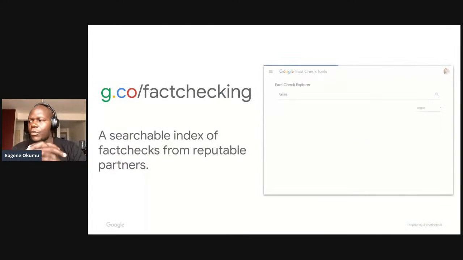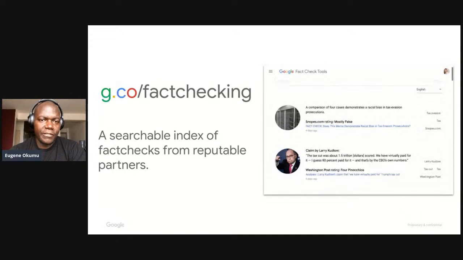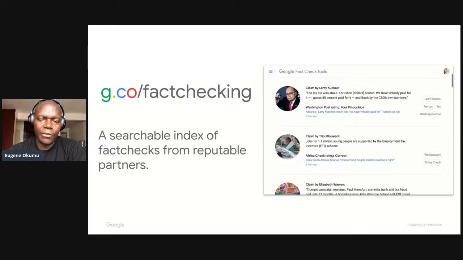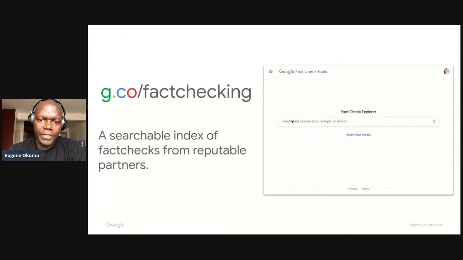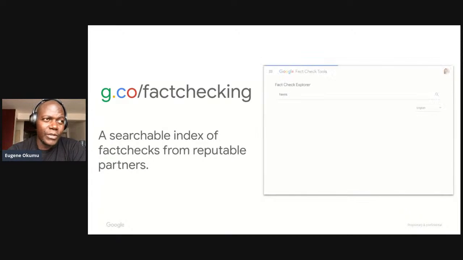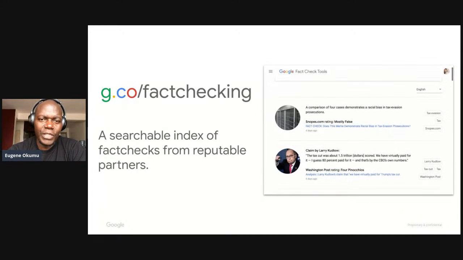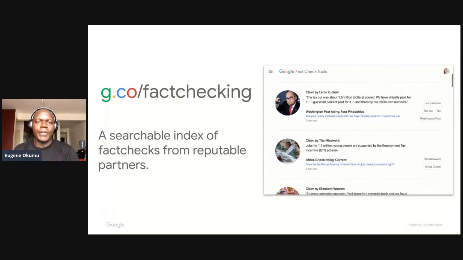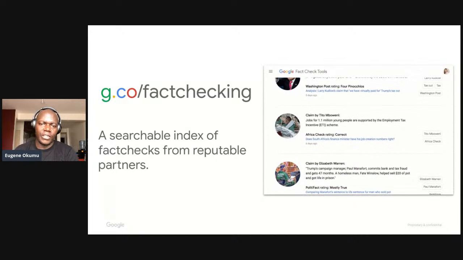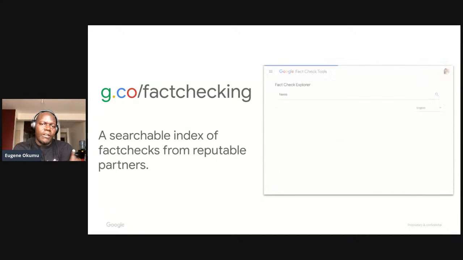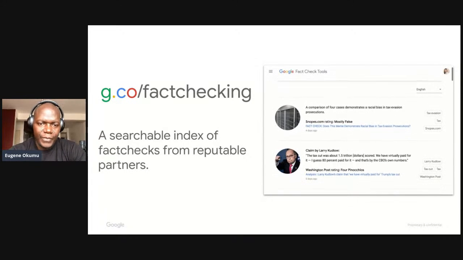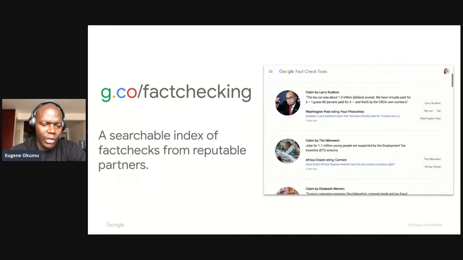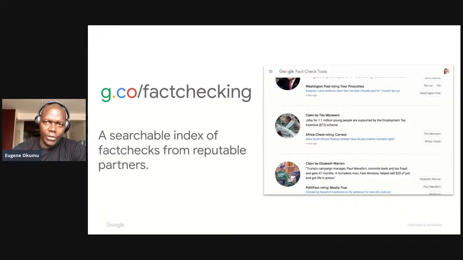Right, so the next platform that we're looking at is g.co/fact checking. And as I had mentioned, this is a searchable index for fact checking from reputable partners. And it's especially important, and especially around elections, to be able to have a platform where you can check whether any claims being made about candidates or happenings around an election have already been debunked. A lot of instances have been reported of old information and photos resurfacing to show a skewed story.